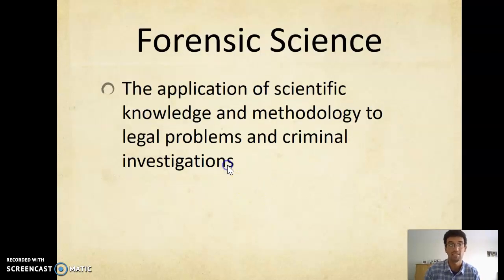Well, what this class is all about is the application of scientific knowledge and methodology to legal problems and criminal investigations. In the most basic definition I can think of, it is the application of science to law. In forensic science, there is a bunch of different career paths that you can go down with different skill sets that all help law enforcement officials conduct their investigations, which we will find out in a little bit. But again, the most basic definition I can think of is the application of science to law. That's what this class is all about.